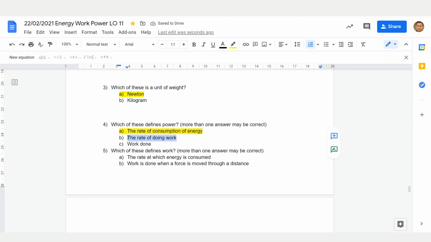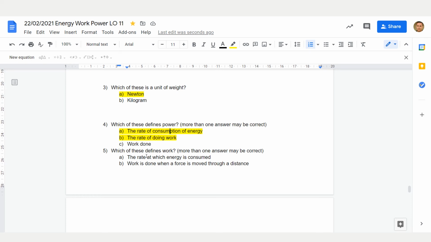So the rate of doing work is power as well, because doing work and consuming energy are the same thing. But power is always to do with time. So whenever it says rate, or how quickly we do work, then that's what power is. Power is not the work done. The work done is called the work done. That's work. But work done compared to time is power.